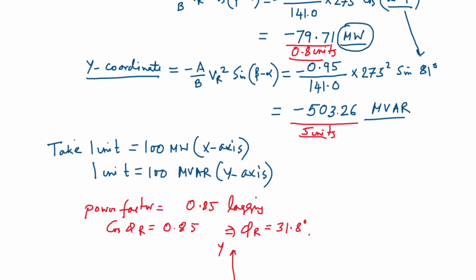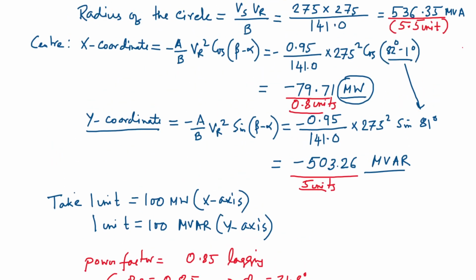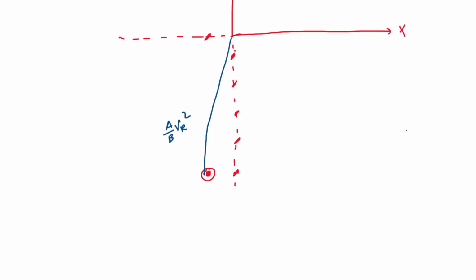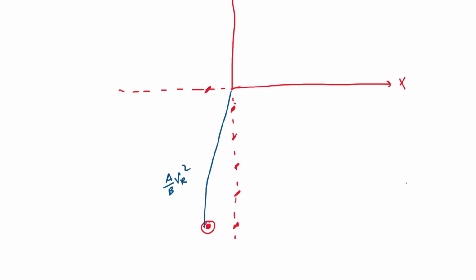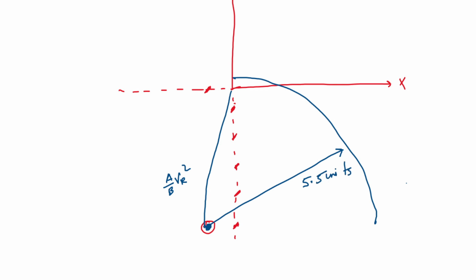Now we have the center, and the radius is equal to 5.5 units. So with this center, we can draw a circle like this, having the radius roughly around 5.5 units. It is a rough sketch.